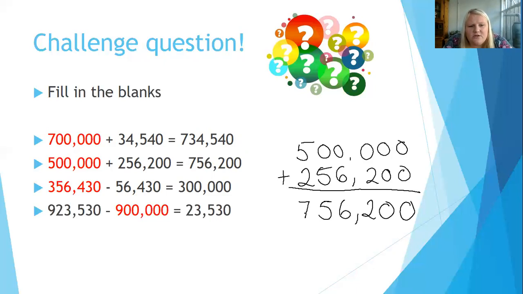Right, if we do 356,430, take away 56,430, we get 300,000. You had to think the other way for that one. Well done if you worked that out. And 923,530, take away 900,000, leaves you with 23,530. Again, well done if you managed to work backwards and use the inverse of that to work out the answer.